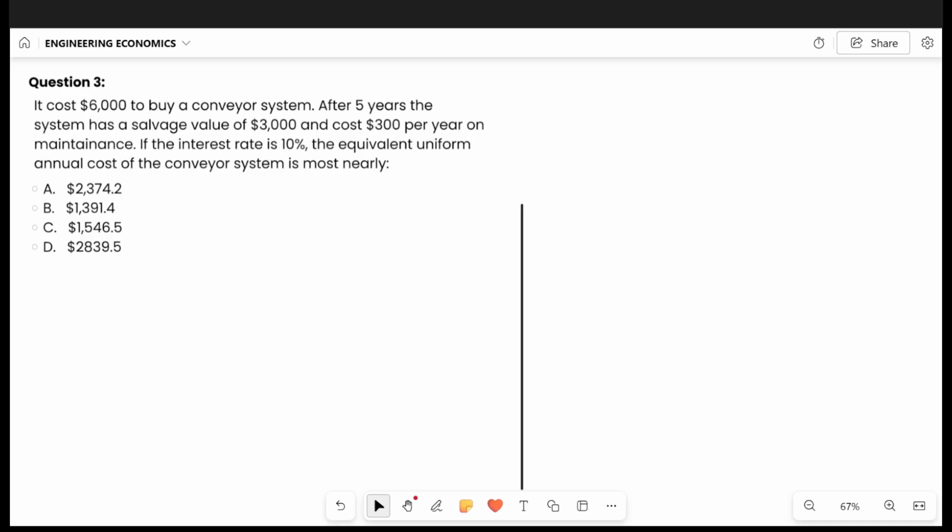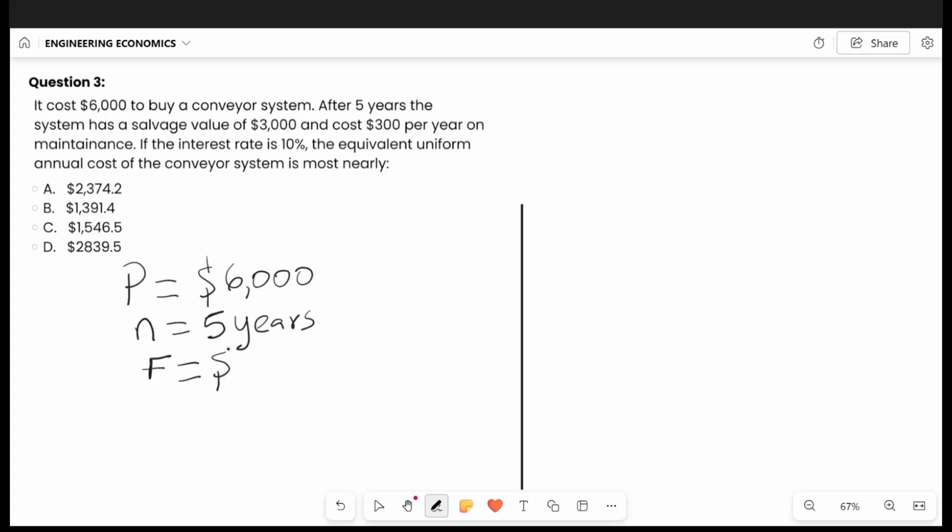So first, we need to understand what variables are given in the problem. We were given the present value of the system, which is P equal to $6,000. We were also given the number of periods, N equal to 5 years. We were given the salvage value of the conveyor system, and remember, salvage value is always future value. So F is equal to $3,000.